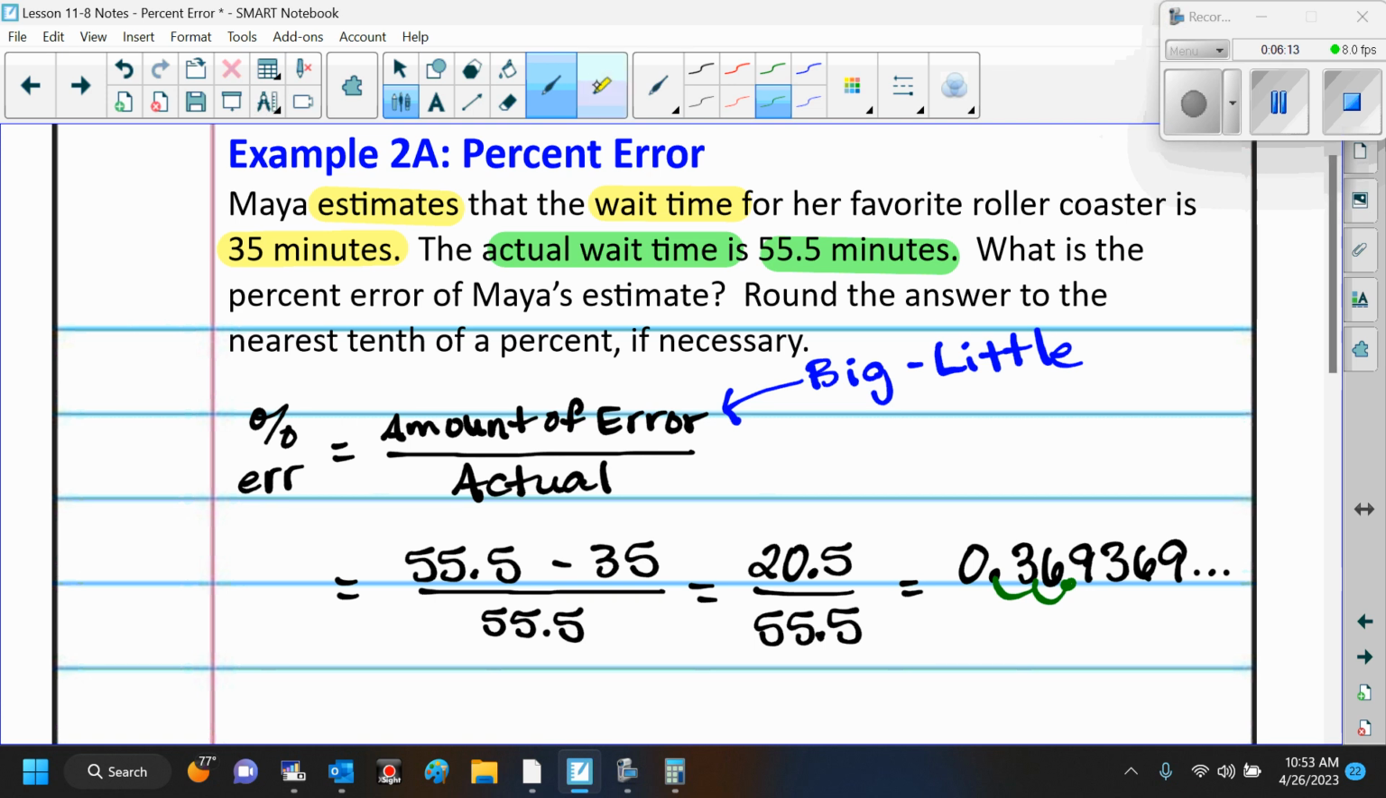Very good. So now up here it says round to the nearest tenth. So now that my decimal is right here, what number is in the tenths place? The 9 is in the tenths place. So what does the 3 tell me to do? Stay the same. So this is going to be 36.9% error. Make sure you put error. Okay?